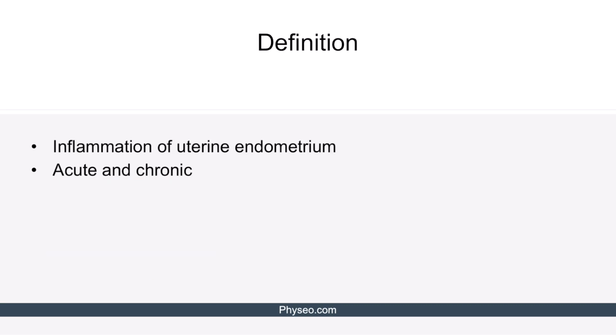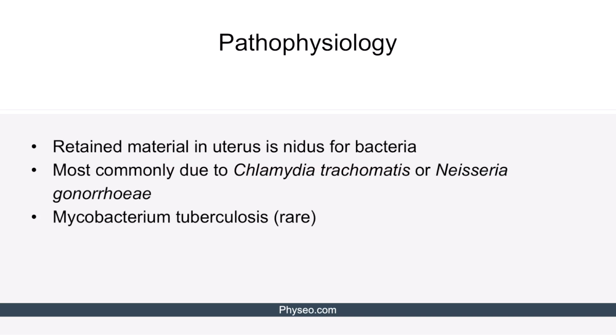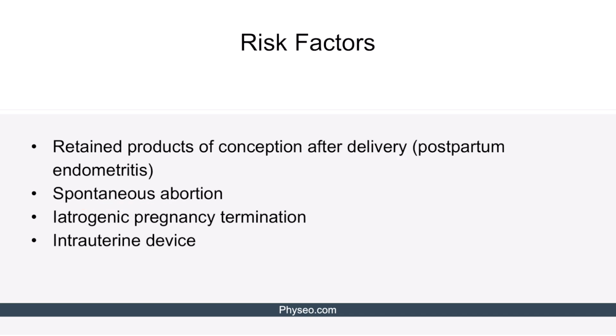Endometritis is defined as inflammation of the uterine endometrium. It's classified as acute and chronic. With regards to the pathophysiology, endometritis is caused by retained material in the uterus, which serves as a nidus for bacteria. It's most commonly caused by either Chlamydia trachomatis or Neisseria gonorrhoeae, and rarely it may even be caused by Mycobacterium tuberculosis.